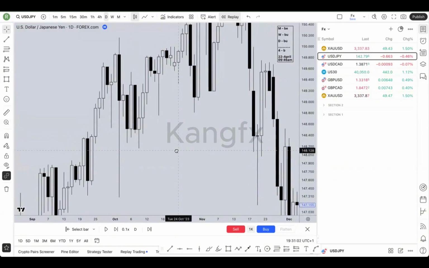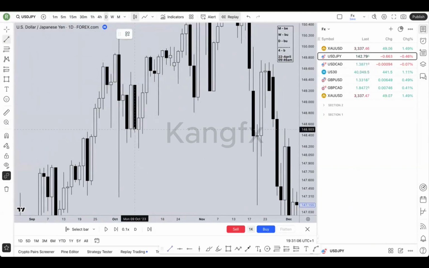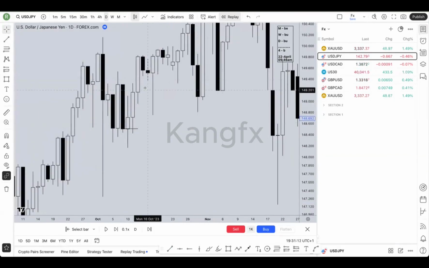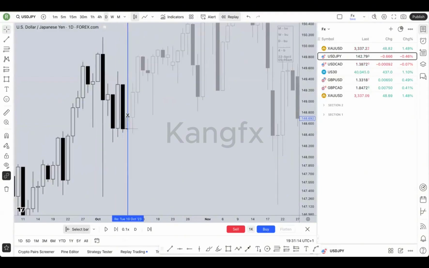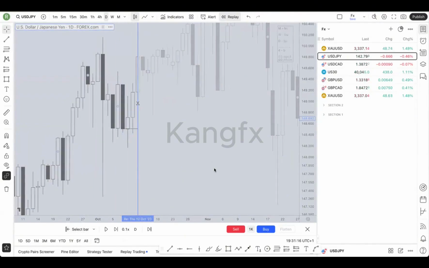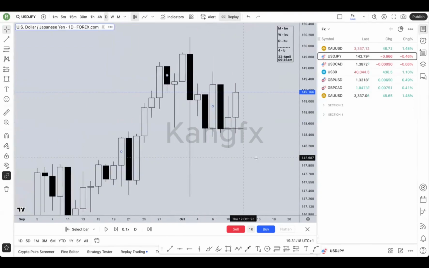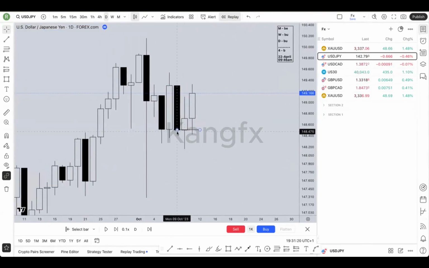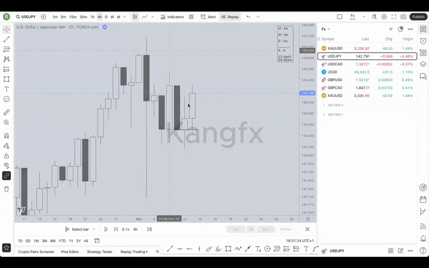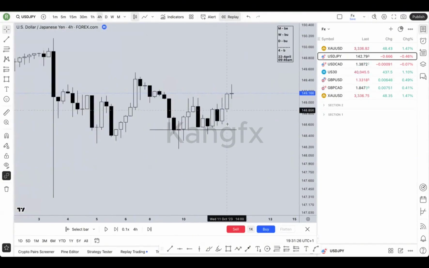The same thing here again. We have support, rejection on that support, a breakout, a storyline is set. Now coming back, I have to remove this thing so you understand. Now we have a rejection on support. After rejection on support, was there a breakout on 4 hour? Yes, there was a breakout. This was the rejection. This was the breakout here.